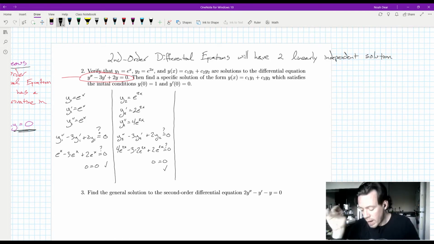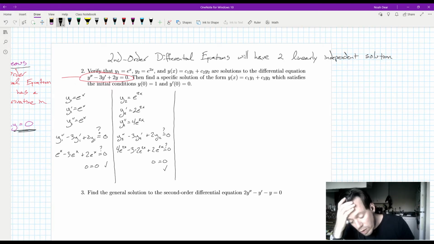If I graphed y1 equals e to the x and then y2 equals e to the 2x, and then I just looked at those two graphs, I couldn't put a multiple of one and get the graph of the other, right? There's no way of just multiplying e to the x by a number to get the same graph as e to the 2x. So they are linearly independent, meaning for just two equations, they are not multiples of each other.